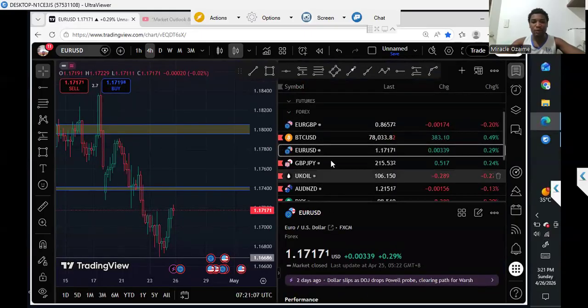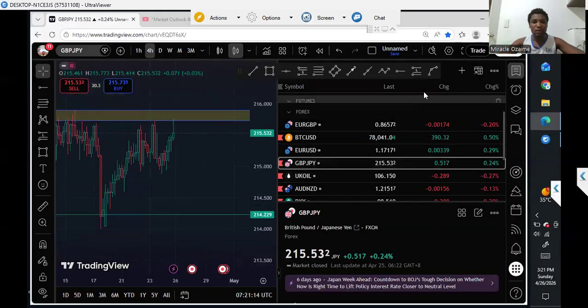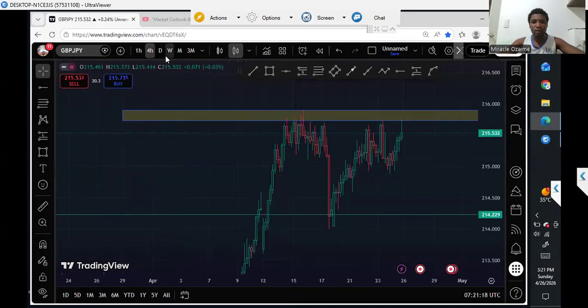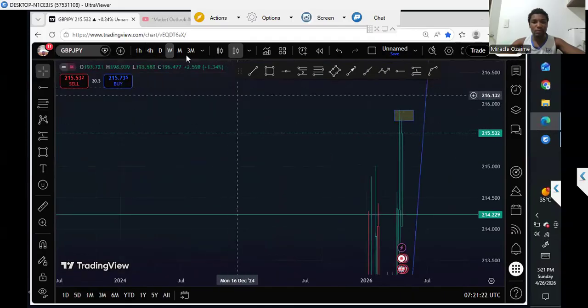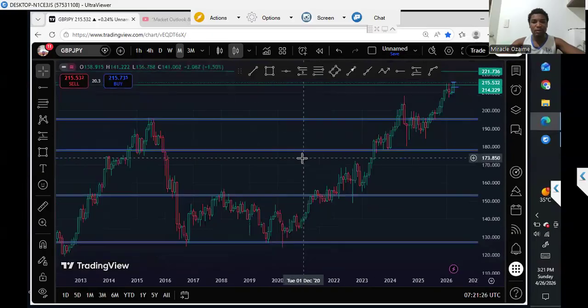Then the next pair that I'm going to be checking is the GBP JPY. GBP JPY, on the other hand, this is what I'm looking at. We'll come to a monthly time frame. What am I looking at on GBP JPY?